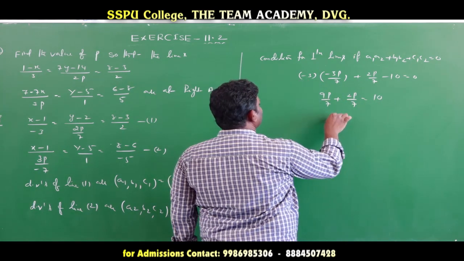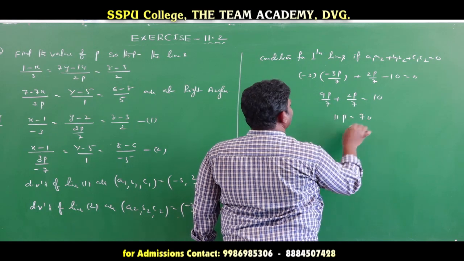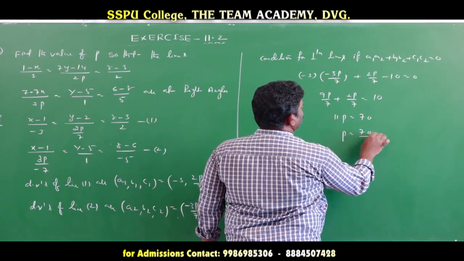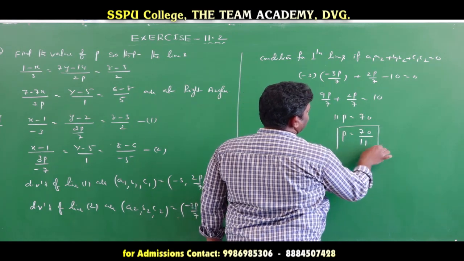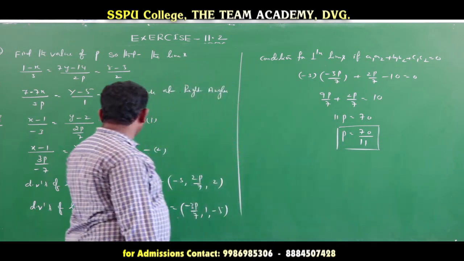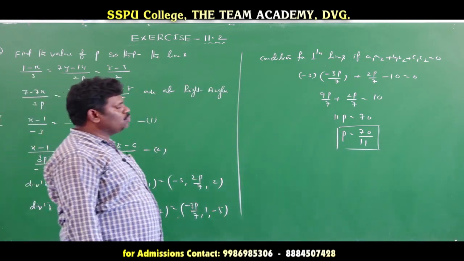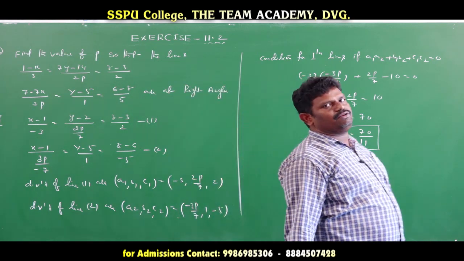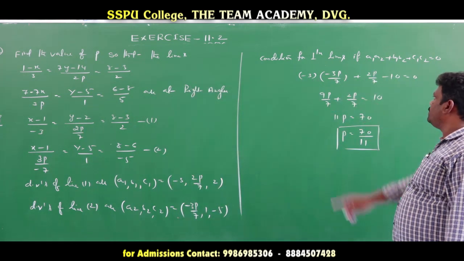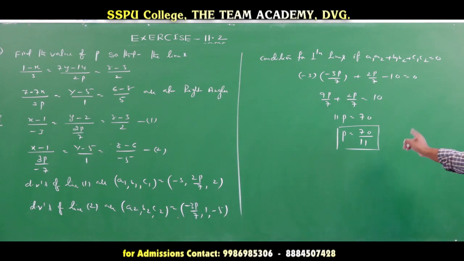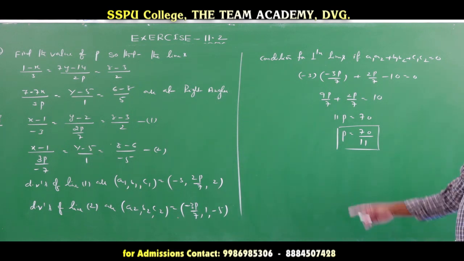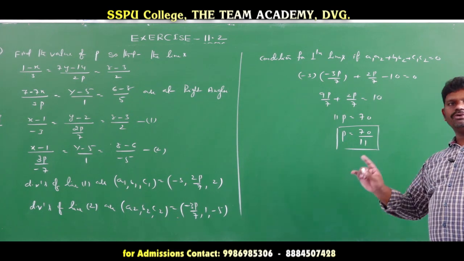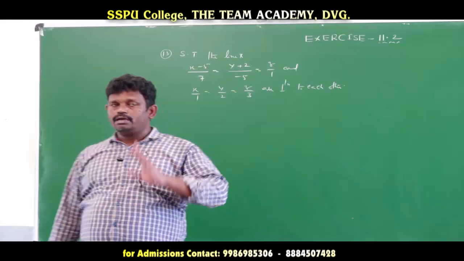Finally, 11p is equal to 70, so p is equal to 70 by 11. This is the p value when the two lines form a right angle between them. We take the condition for perpendicular lines, apply it, and find the p value. This is an important problem for board exams and the competitive CET, previous years also.